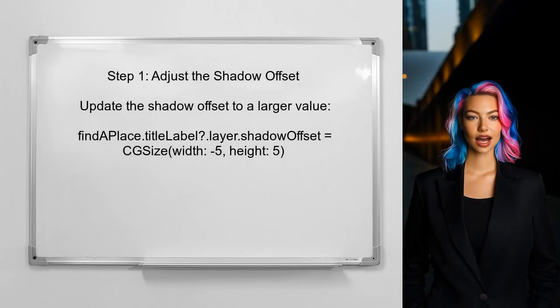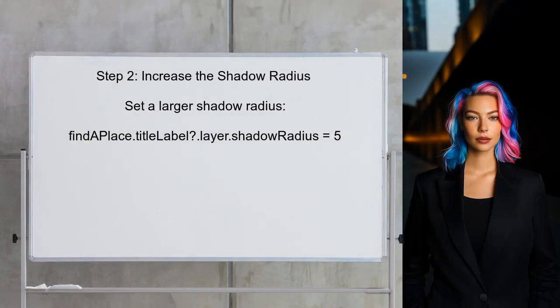To make the shadow size bigger than the text itself, the user should start by adjusting the shadow offset. This will help create a more pronounced shadow effect. Next, the user should increase the shadow radius. A larger radius will create a softer and more spread out shadow, enhancing the visual effect.